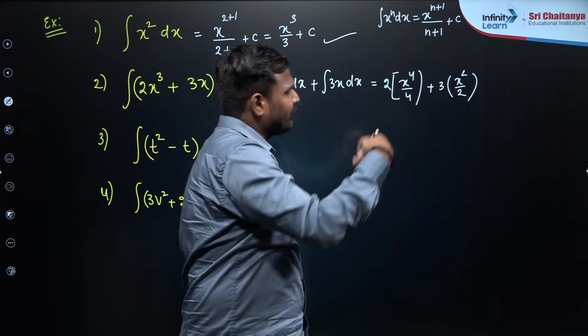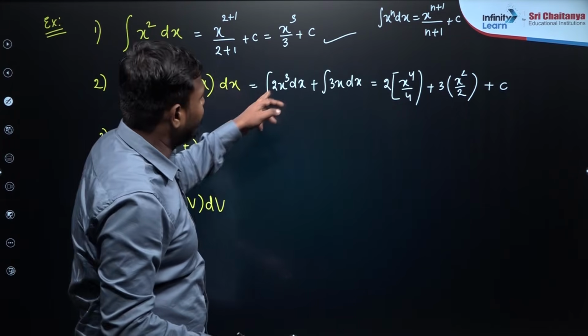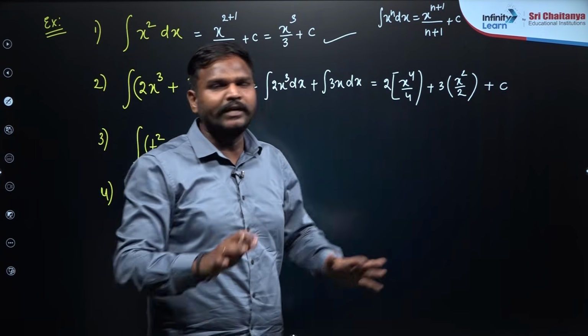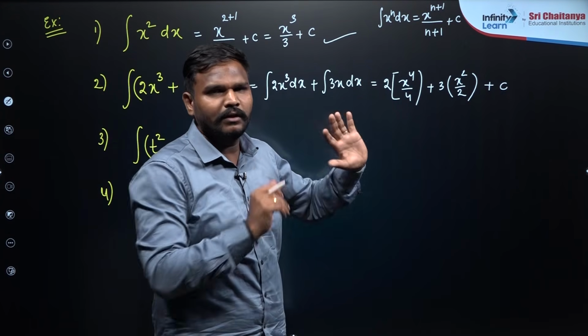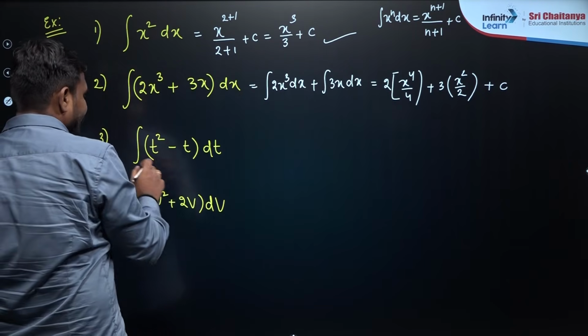In the end, after everything you write, you add plus c. No need to write plus c here also, or here also. So one constant at the end of the equation is enough. I hope you understood. Right, next.